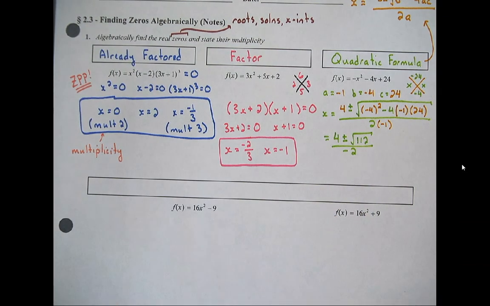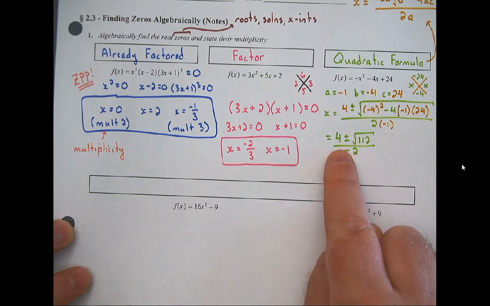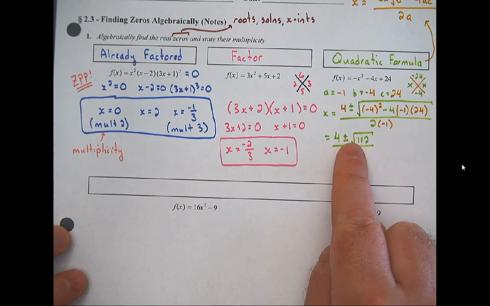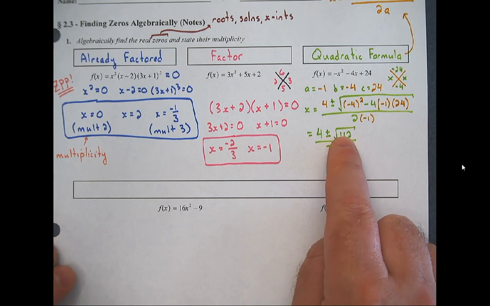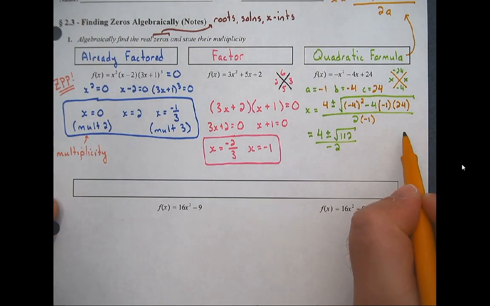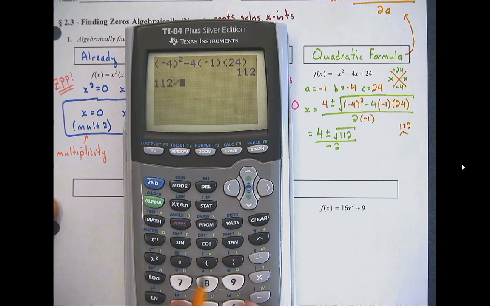There are two things that I need to fix here. The first thing I need to fix is this negative on the bottom, so I'm going to bump that negative up to the next level. The other thing I want to see is if there are any perfect squares that go into 112. So over here in the corner, 112, and I'm going to start dividing it by the perfect squares. Is 112 divisible by 4?